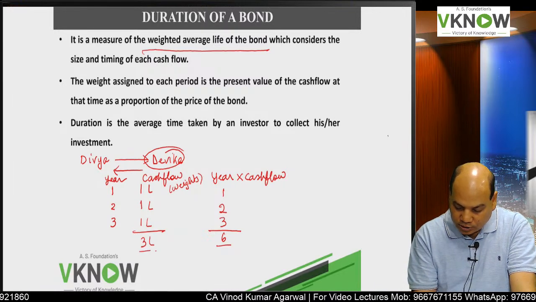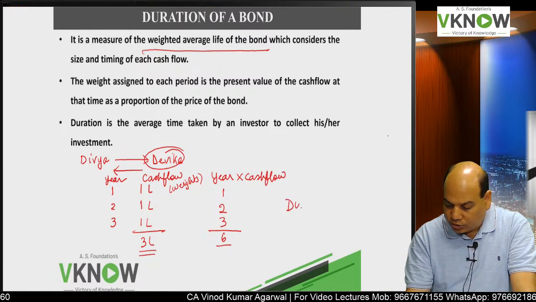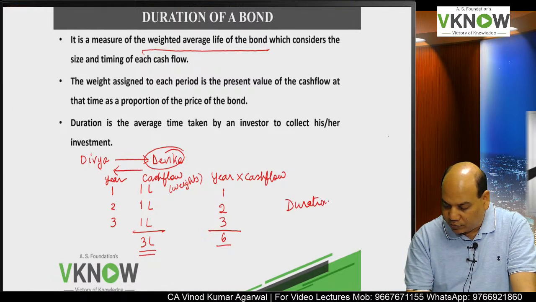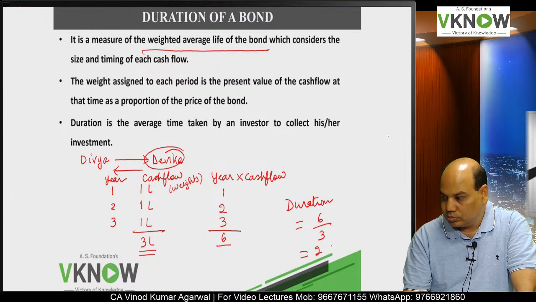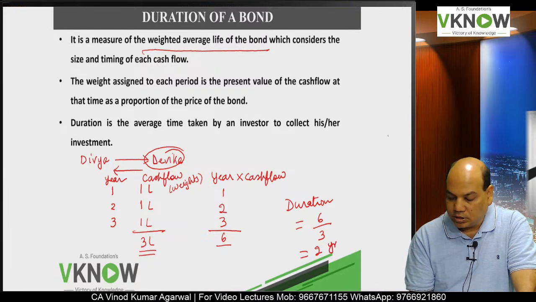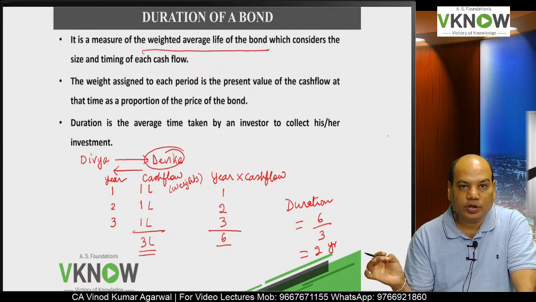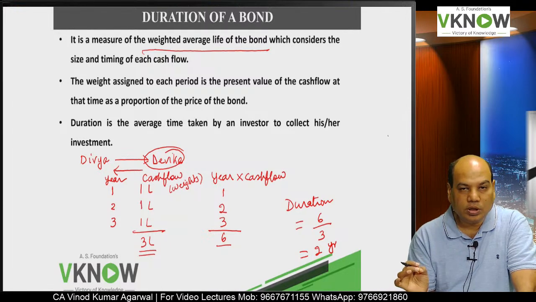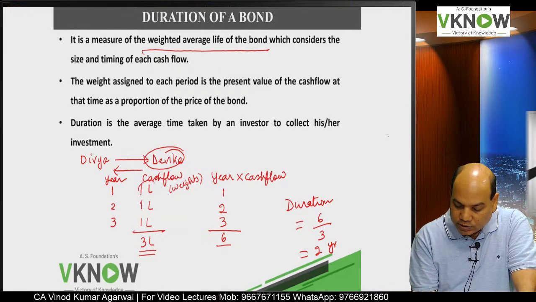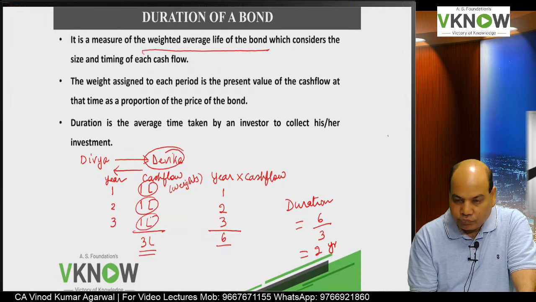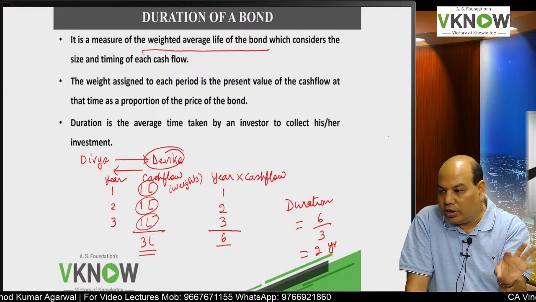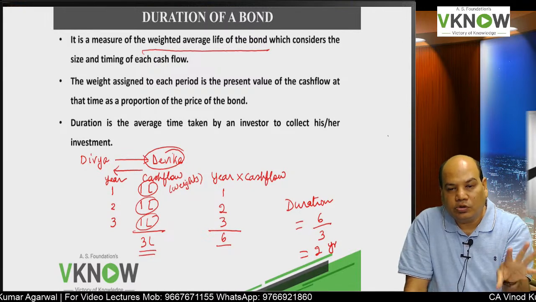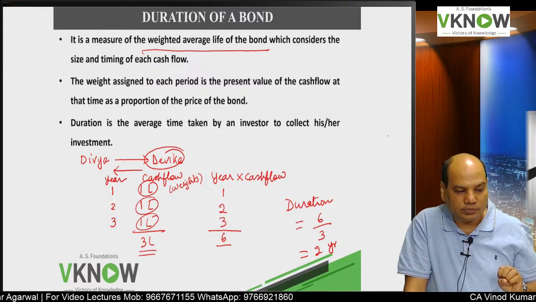So this is 3 lakh. So duration is the weighted average life of the bond. In our example, duration will be 2 years. It is the weighted average life of the bond. Duration means since you have recovered some amount in earlier years, the life of the bond is not 3 years. The weighted average life of the bond is 2 years in our example.